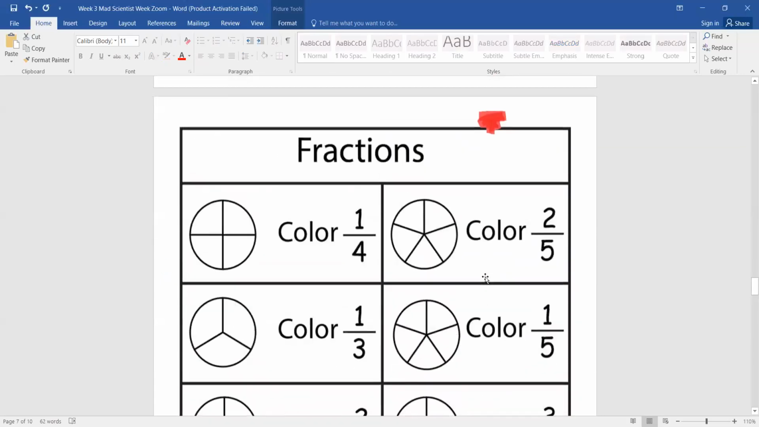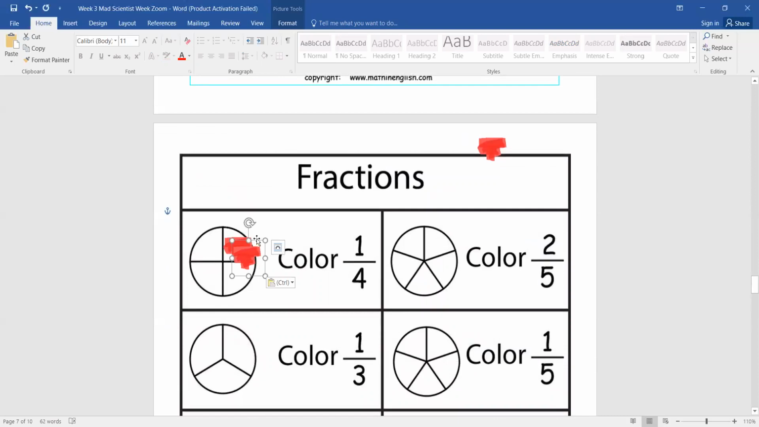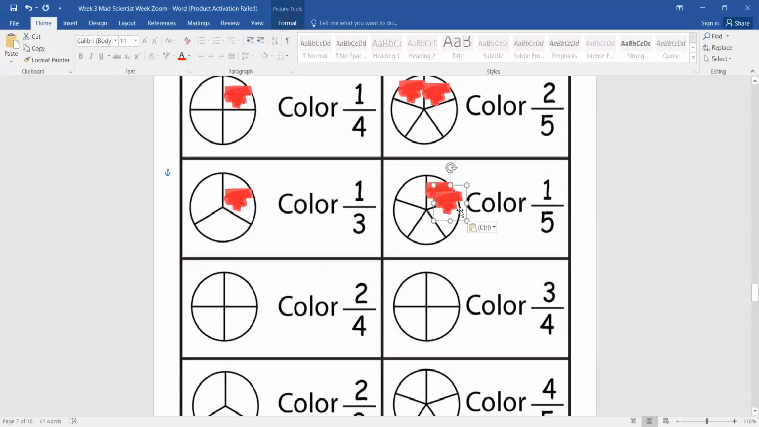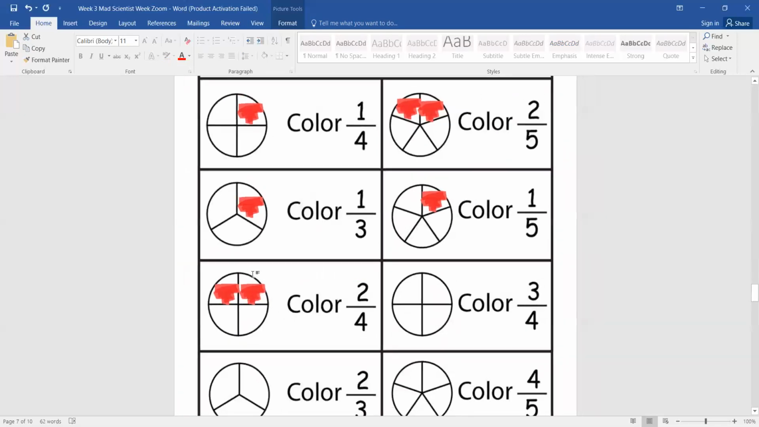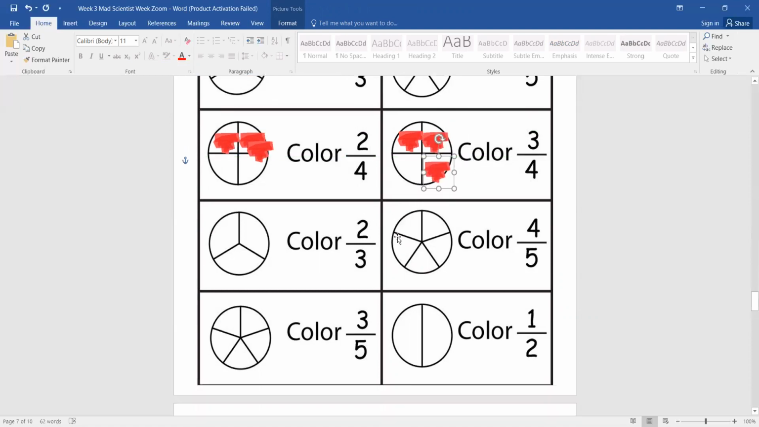Okay, so here's some fractions. We just need you guys to color it in. So for instance, control copy, control paste, color in 1/4, so that's 1/4. Color in 2/5, so this 1, 2. Okay. Color in 1/3, 1 out of 3. Color in 1/5, that means 1 out of 5. Color in 2/4. Here's 1, here's 2. Color in 3/4. Here's 1, 2, and 3. And you guys can finish the rest. You guys should be able to finish the rest by yourself.